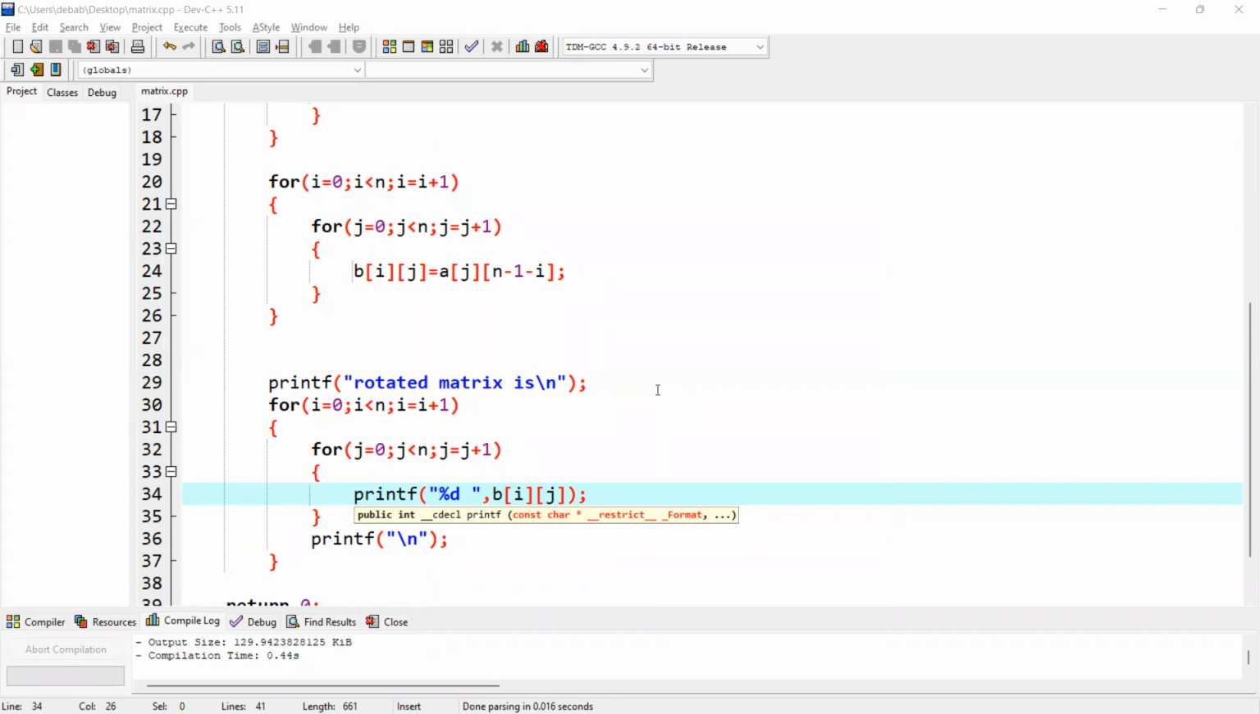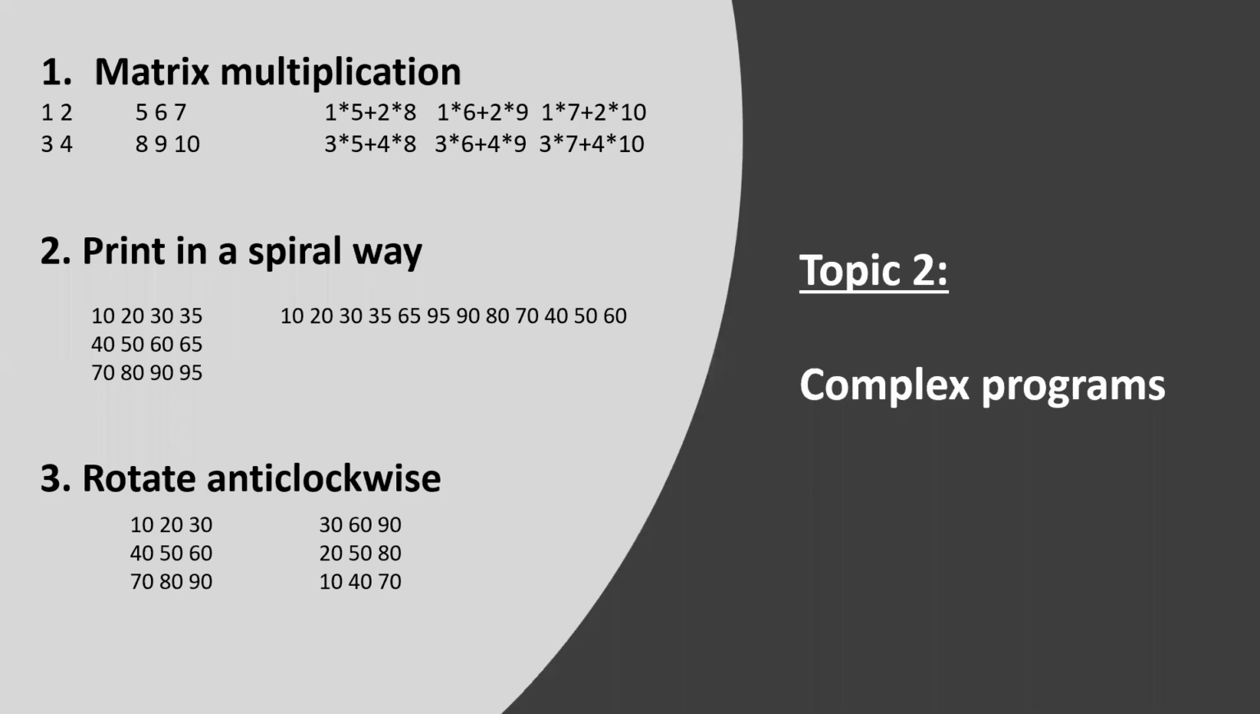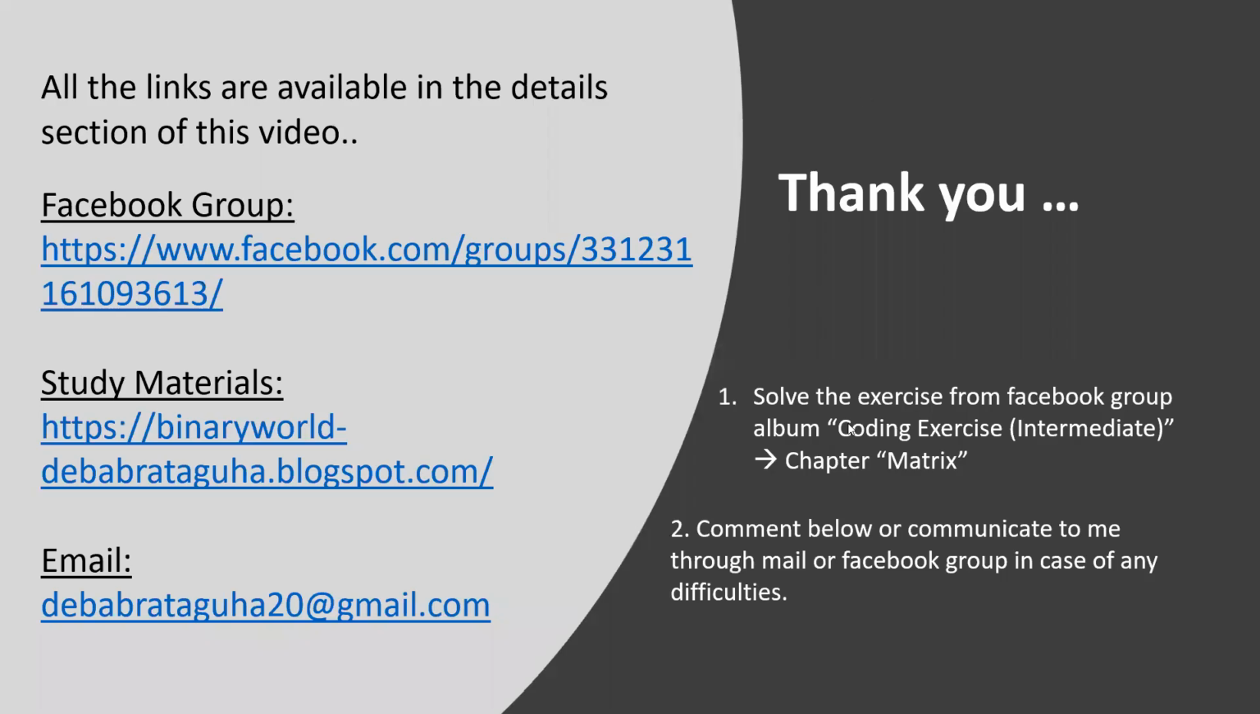All right, so if I go to this section, I hope everything is done now. So yep, everything is done. So you can solve the coding. We have one exercise called coding exercise intermediate. You can refer to that and solve the matrix chapter. In matrix, we have to solve 2 chapters. First is the basic one, coding exercise basic album. And next is the coding exercise intermediate album. So you have to solve both of them.